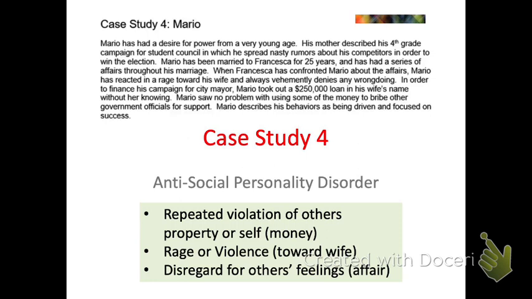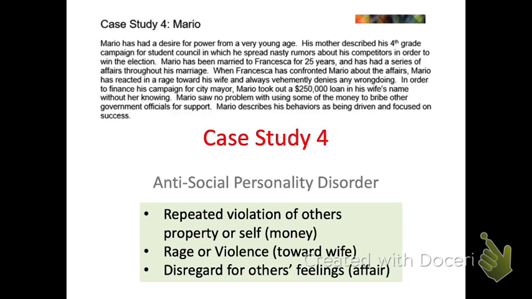All right, antisocial personality disorder, the characteristics in the DSM: there's repeated violations of others' property or their self. So that's the money that he is stealing. He's swindling and sending nasty rumors about people. He has rage or violence toward his wife. He has reacted in a rage toward his wife and always vehemently denies any wrongdoing. And then the disregard for others' feelings. He was obviously having an affair. He was bribing government officials.